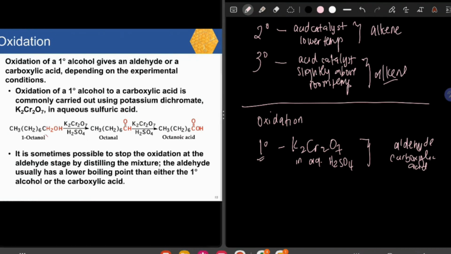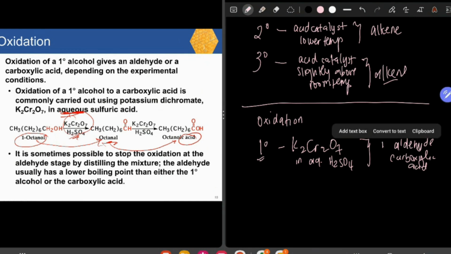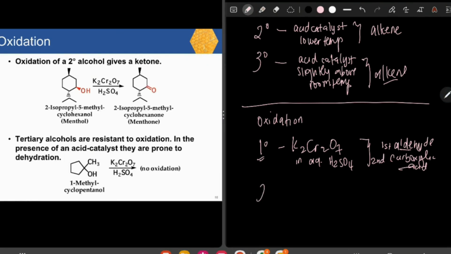Okay, sometimes it is possible to stop the oxidation. Ito yan guys: from octanol, inoxidize natin using potassium dichromate and aqueous sulfuric acid, hindi concentrated. Nagpo-form siya ng octanal. On further oxidation of your aldehyde, maaari siya mag-form ng octanoic acid, which is a carboxylic acid. So, kapag primary, ang first step is magiging aldehyde. And then second step, kapag na-further oxidize pa ulit yung compound na yon, magiging carboxylic acid.